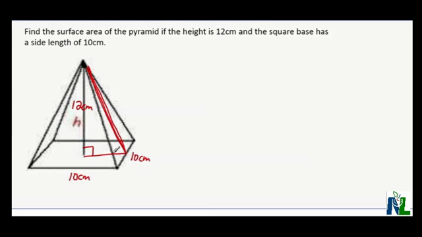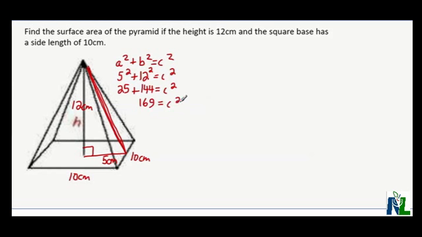So if you're looking at your base right here, the whole side of my square base is 10, which means this side of my triangle is only 5 centimeters. So if I did Pythagorean theorem, a squared plus b squared equals c squared, my base is 5, the height of the pyramid is 12, equal to c squared, 5 squared is 25, 12 squared is 144. So the sum of those is 169, and the square root of 169 is 13.